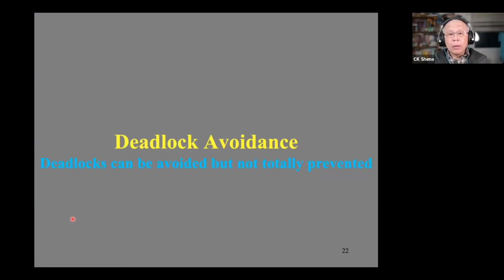Hello, this is our second lecture on deadlock. The first lecture talks about deadlock prevention. The key idea in deadlock prevention is we make sure one of the four conditions will be violated. These conditions are mutual exclusion, no preemption, hold and wait, and circular waiting. Because if a deadlock happens, then all four conditions would hold. Now, if one of them fails, deadlock will never happen.